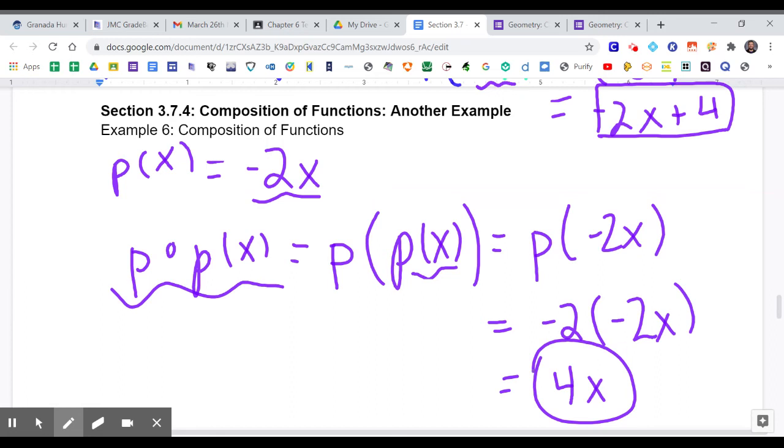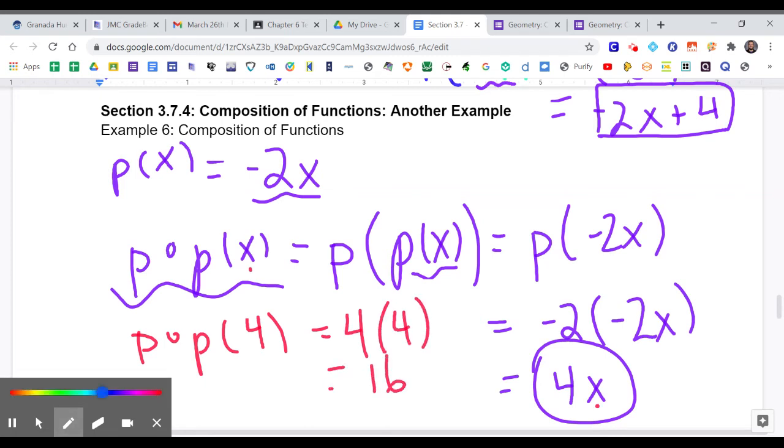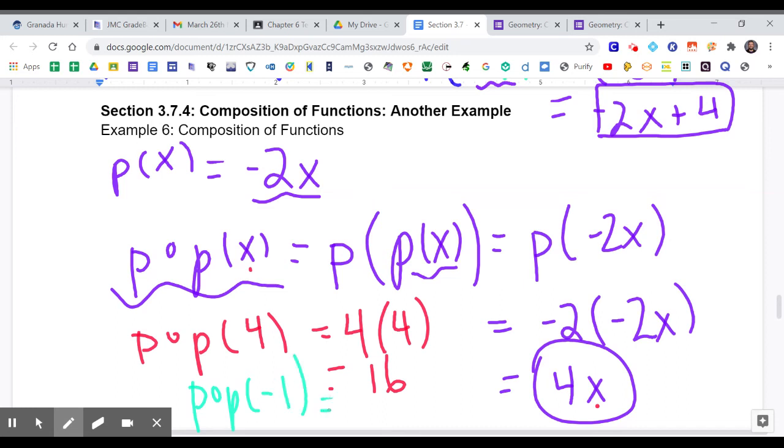But what if we were actually asked to evaluate? What if I asked you to do p of p of 4? Well, that means that instead of using x, I'm going to put a 4 in. So I get 4 times 4, which is 16. Or maybe a better example would be p of p of negative 1. So that would be 4 times negative 1, which would be negative 4. So there are lots of ways that we can evaluate these. We can make these do different things, all kinds of good stuff.